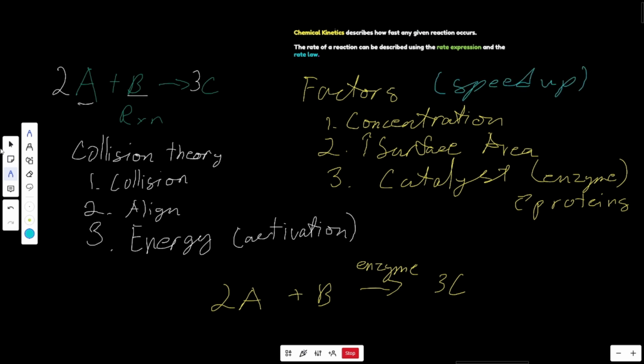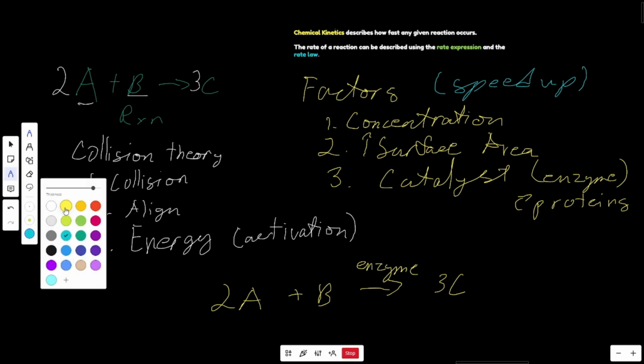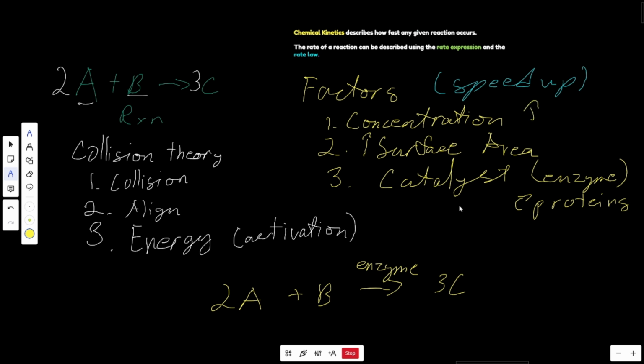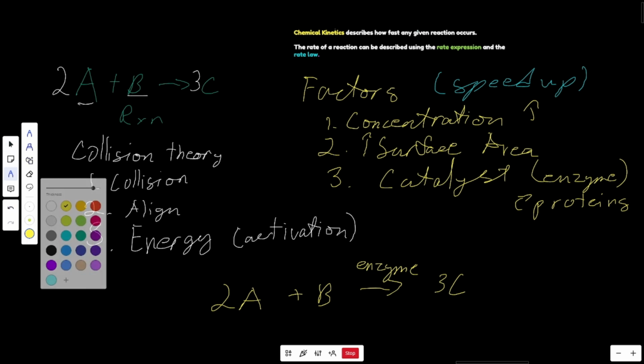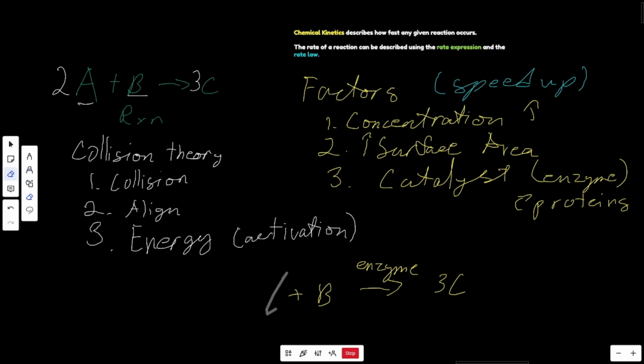So if you want to slow it down, you would want to do the opposite. If you want to speed it up, you increase the concentration, the surface area, and add a catalyst. However, if you want to slow it down, you decrease the concentration, you decrease the surface area, and increase the activation energy rather. Sorry, that's something I haven't mentioned: a catalyst decreases the activation energy.